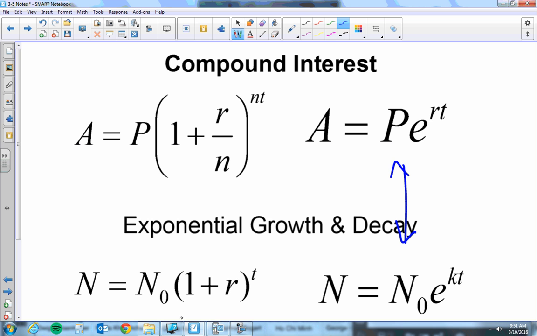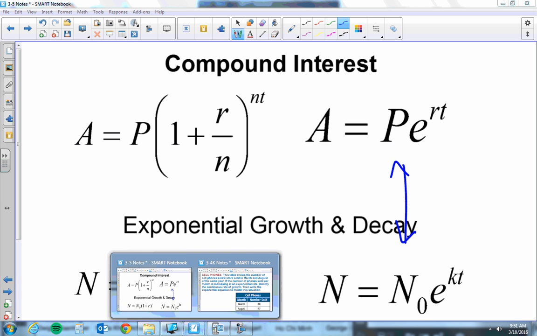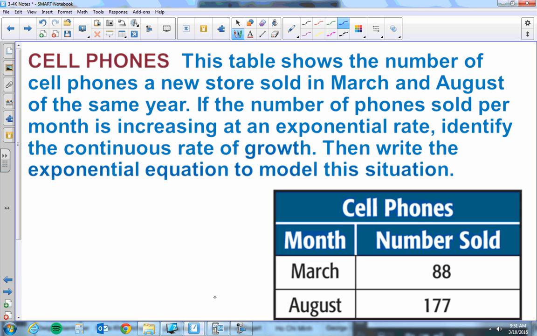Okay? And so if you look at the next example we're about to do, do you see the word continuous? Yes. So therefore, you're using this formula. And you can use R or K as a variable there. I like using R because then you have PERT and you have NERT. It's easy to remember NERT.